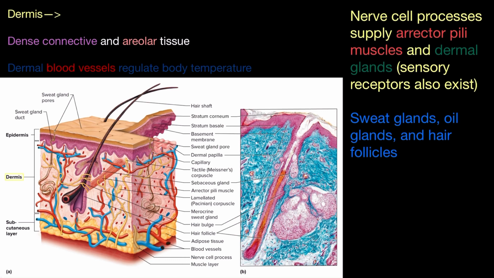Now, the last thing to keep in mind is that there is another skin layer down here called the hypodermis, and this essentially is just body fat, just fat tissue, or it's also called the subcutaneous layer. So that's what that means.